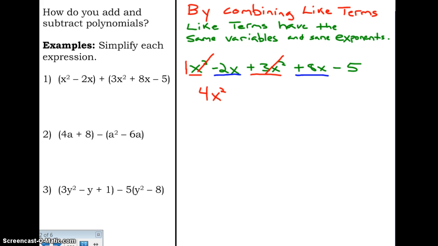So negative 2x plus 8x. Again, we're just adding the coefficients, so negative 2 plus 8 gives us positive 6. And that means that negative 2x plus 8x would be positive 6x. So far, so good? Great. So we use those up. Then you have this lonely negative 5 over here. It doesn't have any like terms, so make sure you bring it down. And there's our answer, 4x squared plus 6x minus 5.